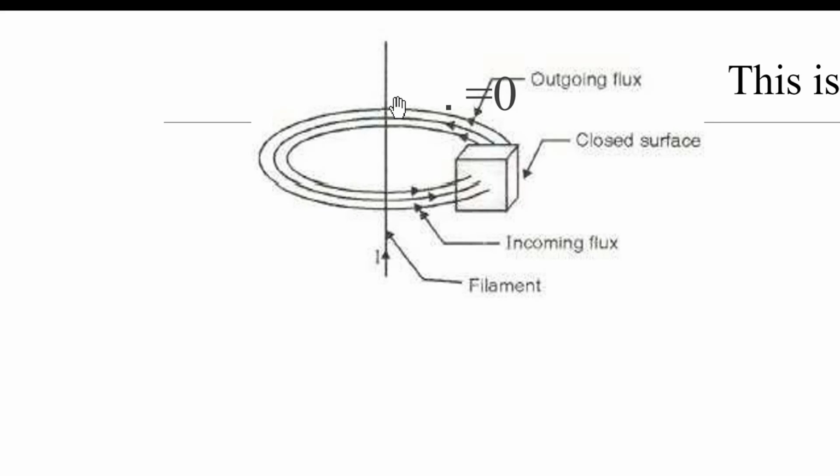How is H bar? It is surrounding that filament, right? So H bar means B bar. H bar is the intensity, and B bar is the flux density.